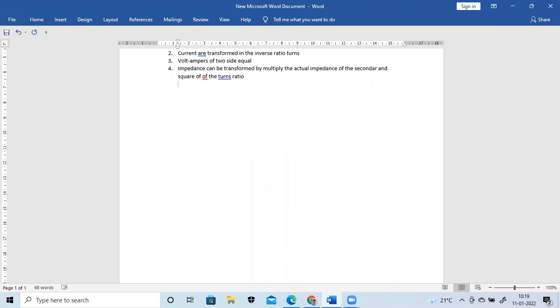Now, suppose you want to solve a small numerical problem, based on whatever we have discussed: the basic principle of operation of the transformer and impedance transformation of the transformer. Just try to solve one numerical problem. Suppose the question is: find the cross-sectional area of the core of a 10 tons transformer.